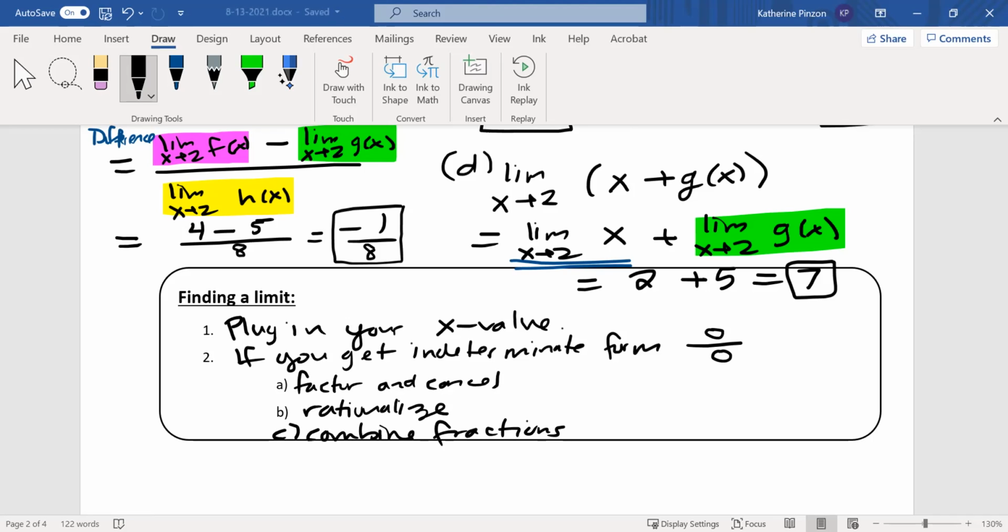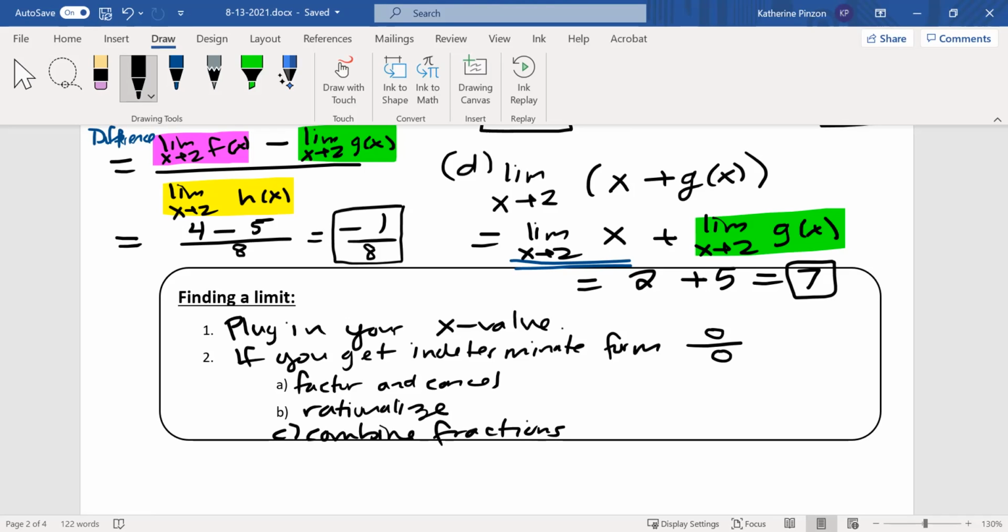So these are the 3 steps you can try when you get something that's of indeterminate form. Factor and cancel, rationalize. You know what rationalize means? Yeah, getting rid of a square root, right? When you have a square root, you think, I don't like square roots in the denominator. It turns out when I get 0/0, I don't like them in the numerator or the denominator. That's rationalizing, getting rid of a square root.